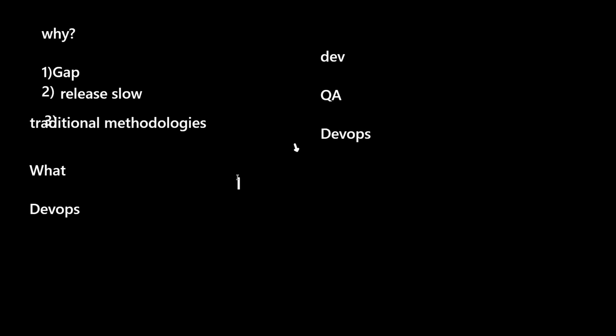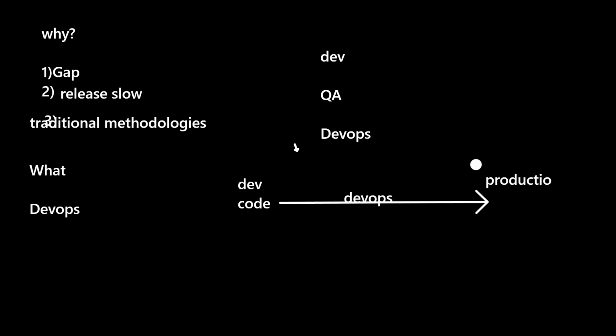Let's say developers are ready with the code. Testers are ready with the test cases. The DevOps team should be working in the process of taking this code to the production stage automatically. That's what DevOps is, all the process involved in here. Once developers are ready with the code and testers are ready with the test cases, the DevOps team is responsible for taking this code to production automatically without any manual intervention. In this process, the DevOps team is involved.